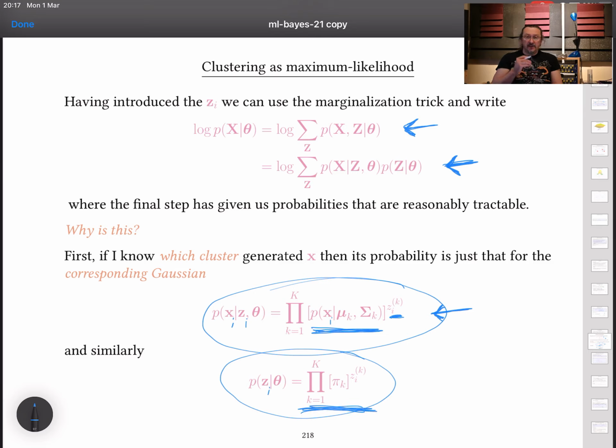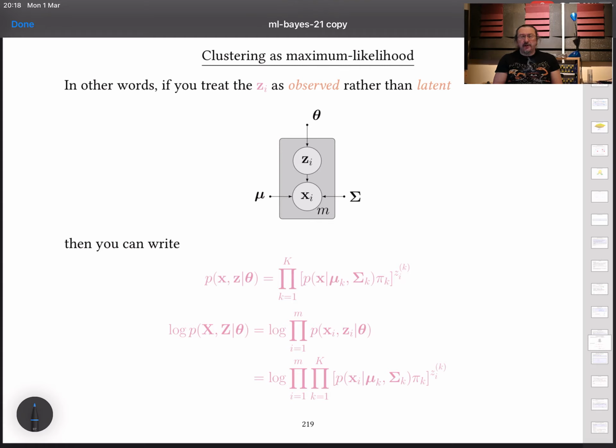Okay, so we can take this one step further. Essentially what we've done here is to say we're introducing these latent variables and they're not observable. But what would happen if they were? The diagram now has z sub i shaded in. What's the deal if we could actually observe that? And that's essentially what we've just been looking at.